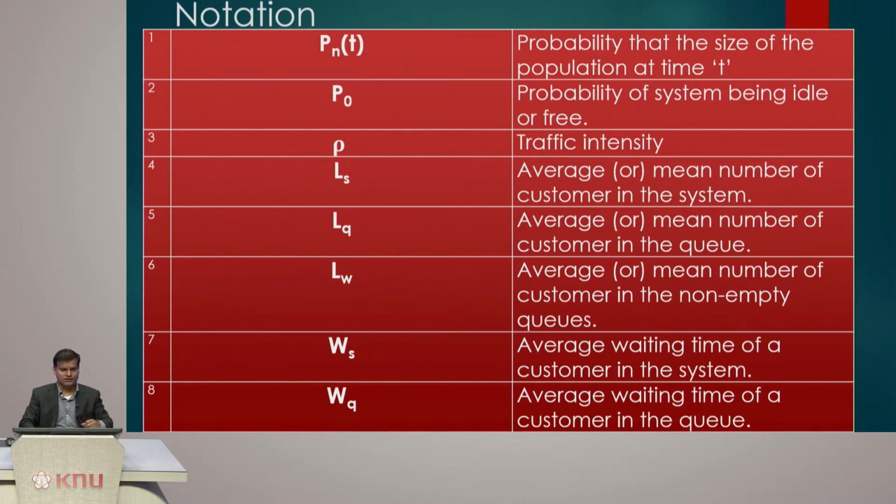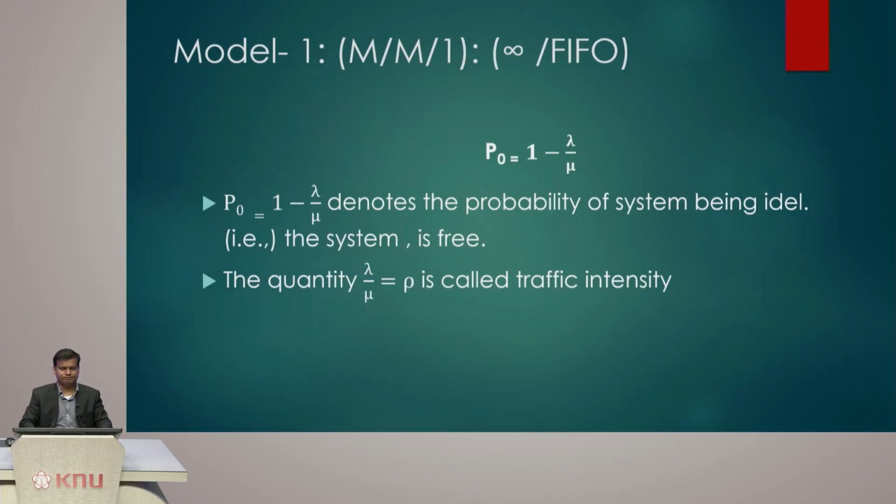We will see the formulas for this later on, but this is general notation. We will see that for each queuing model the formula might vary. So here is model 1. The first model is called M/M/1 colon infinity FIFO. So M/M/1 represents a one-server system which can have an infinite number of customers in the system, and it follows the pattern of first in, first out.